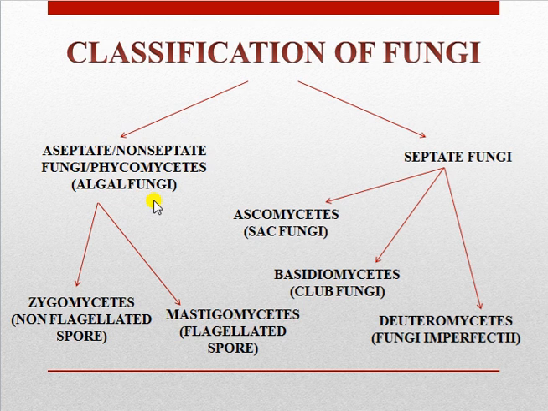Now we are going for further classification of aseptate fungi or phycomycetes. Phycomycetes is further differentiated into 2 different subclasses. One is zygomycetes, another one is mastigomycetes. What is zygomycetes? Zygomycetes is a kind of fungi which commonly forms the zygospore, and by that they normally perform the sexual mode of reproduction.